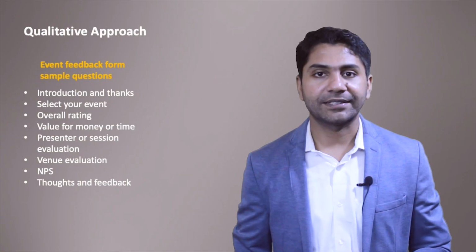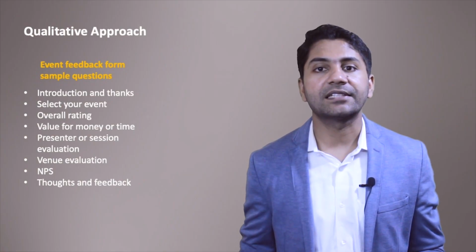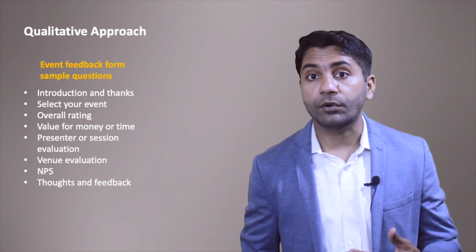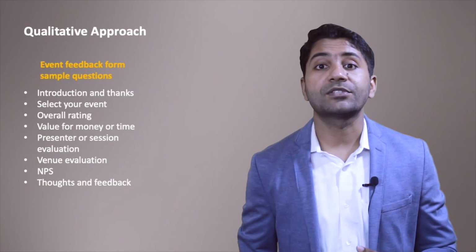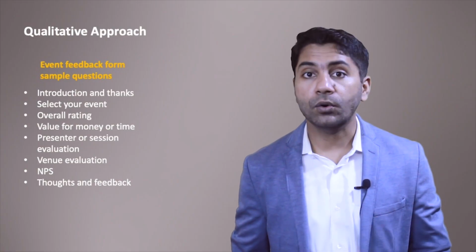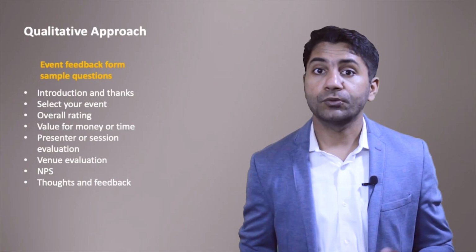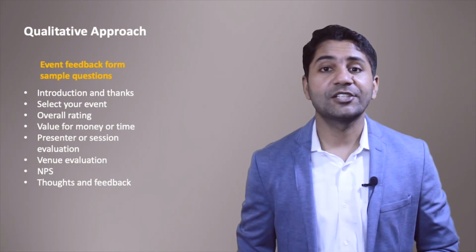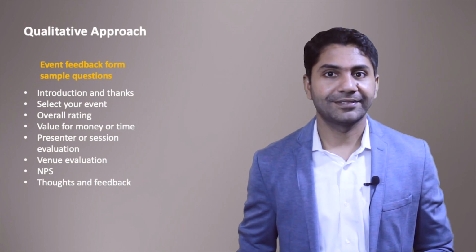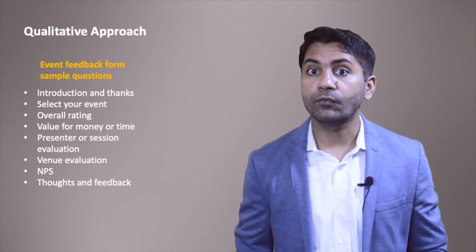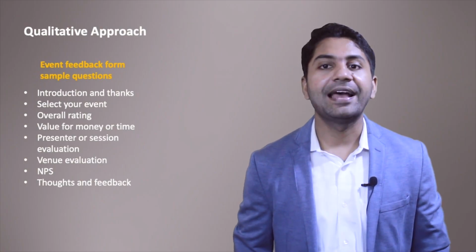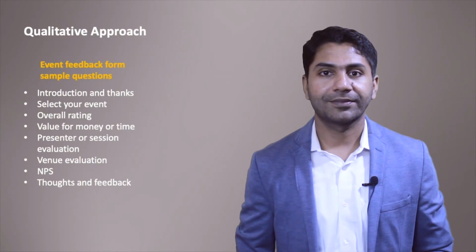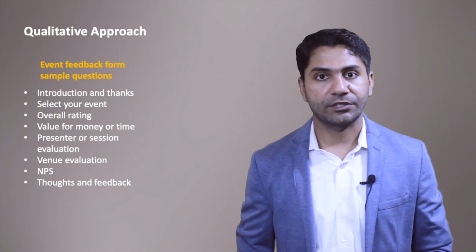Next is overall rating. This is where you can ask a series of questions that will determine how the attendee found your event overall. Most event feedback forms will use a rating or scoring system like 1 to 10 to make this as easy as possible for the visitor to fill in. Next is value for money or time. This is a good indicator of how valuable the attendee found your event and can be measured by time, money or another variable.